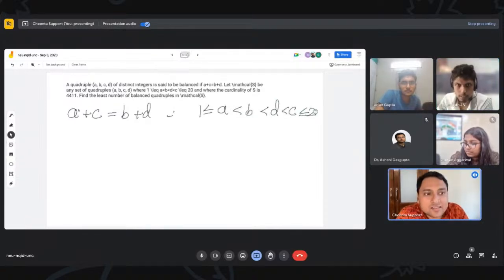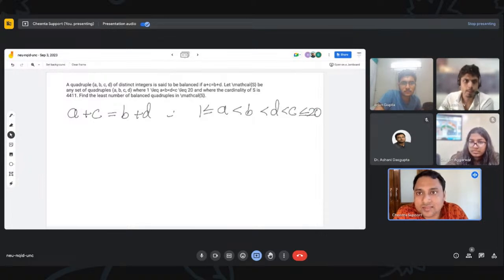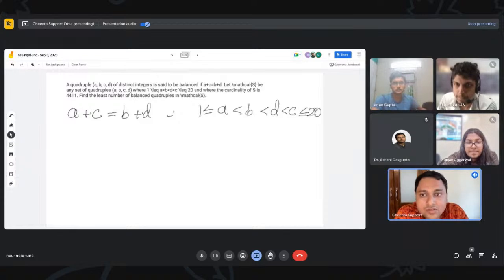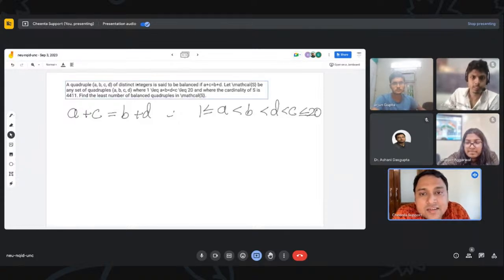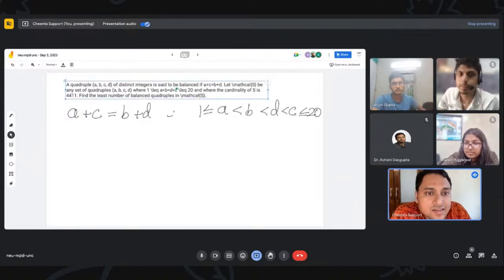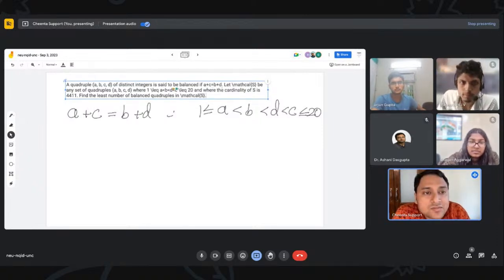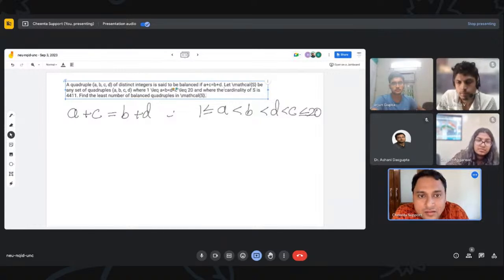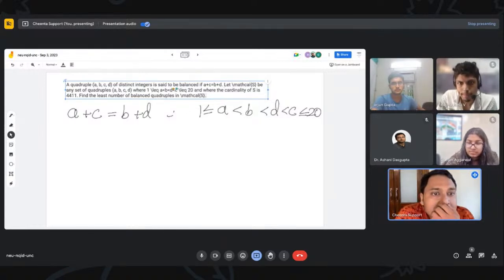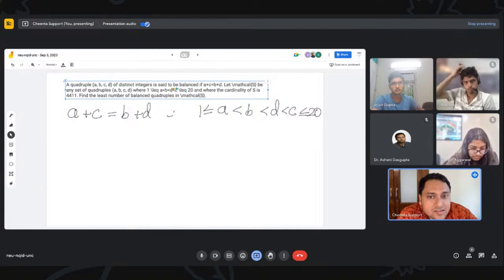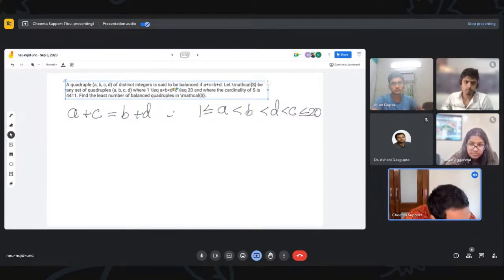Okay, let me first, for the viewers, read the question once, because that would be a problem. So, a quadruple ABCD of distinct integers is said to be balanced if A plus C is equal to B plus D. Maybe we can give an example of a set of balanced integers between 1 and 20.